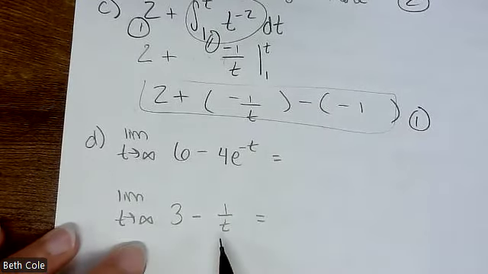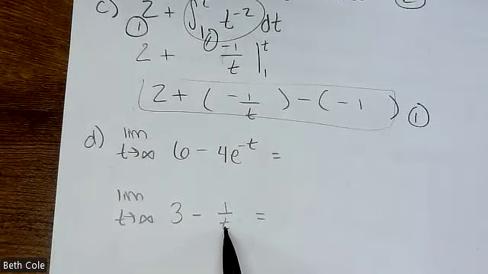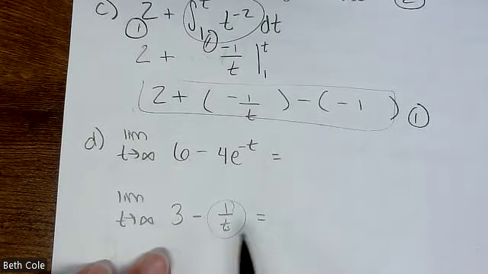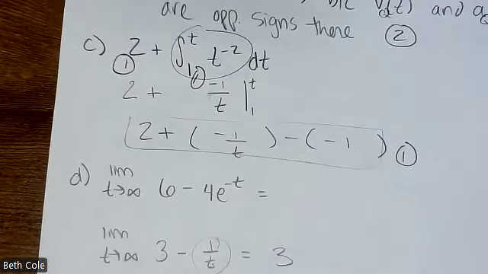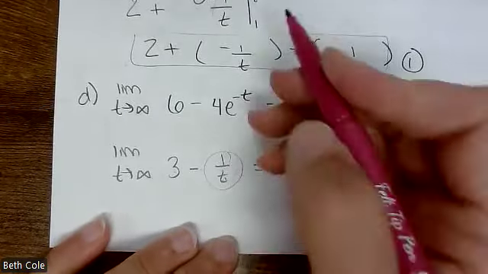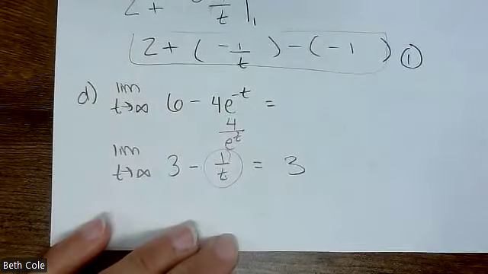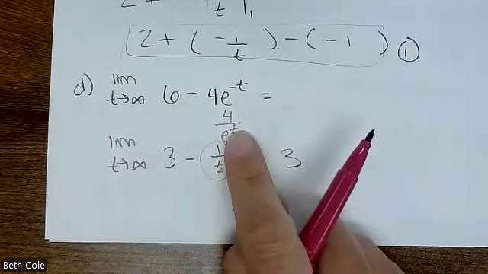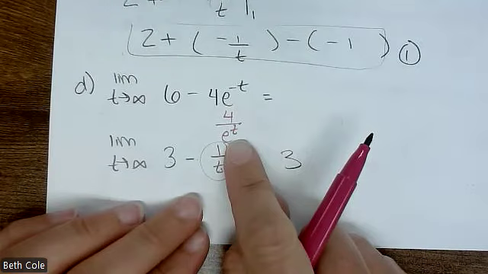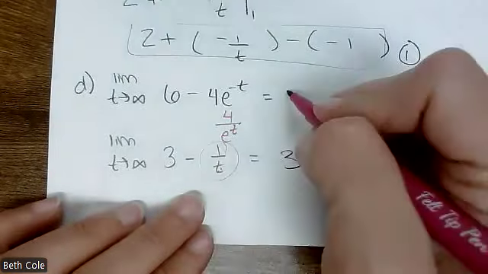If you think about plugging in the most enormous number you can possibly imagine, what does this part go to? 1 gazillionth. 0. So it's 3 minus nothing, which is 3. Should that be an approximation? Nope. All right, the same thing is going to happen with this one. If you want to think of this as 4 over e to the t, that's what the negative power is. If you think about plugging in the largest number you can possibly imagine, you get 4 over 100 bazillion gajillion million. So that's 0. So 6 minus 0, which is 6.